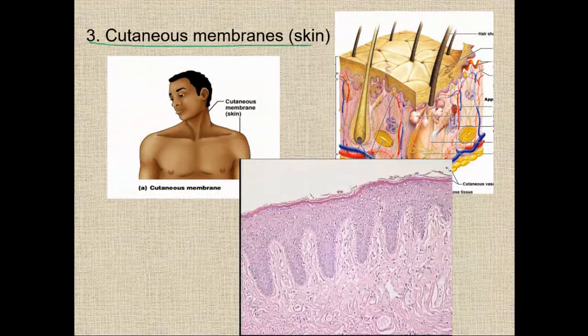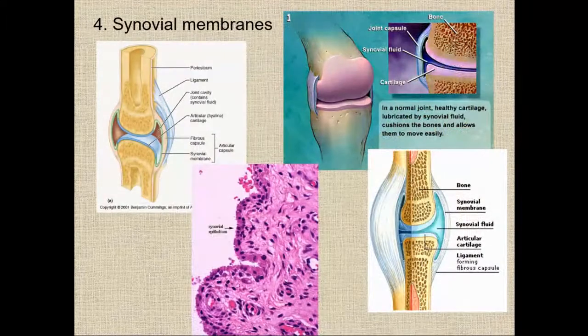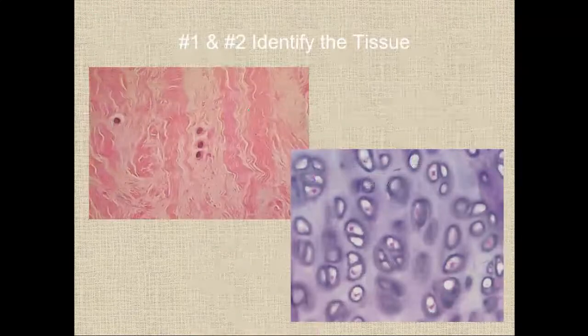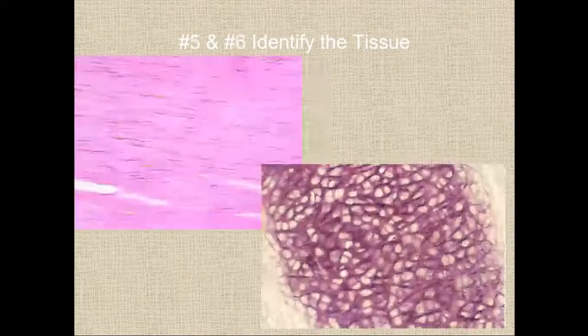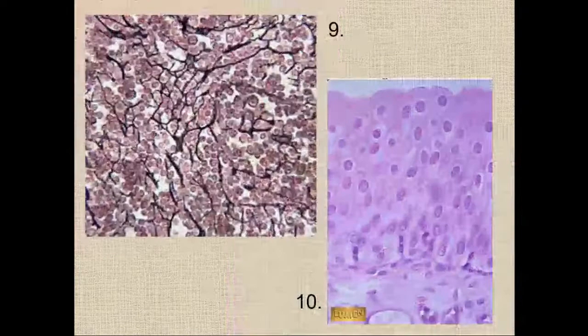And then the cutaneous one is the skin. We're going to look at the skin, okay? And then we have the synovial membranes. These are unique. They're found in joints, right? And they contain the synovial fluid. Of course, their function is to cushion and protect these joints, all right? And I gave you some exercises to do. Some of these slides may come in the test, okay?